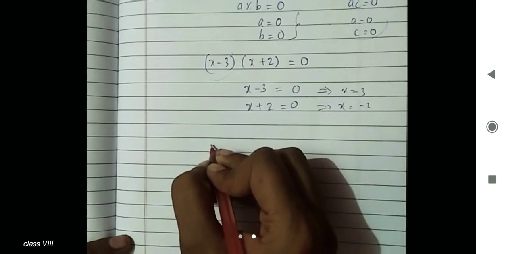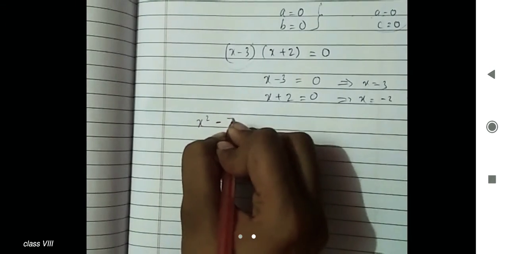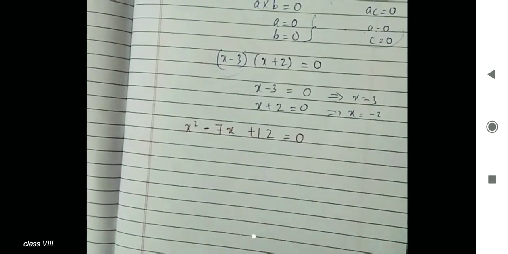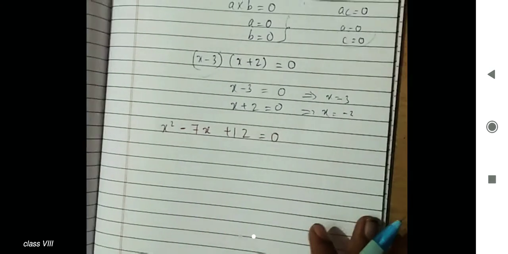Let me take a very simple quadratic equation so that it will be easy for you to understand the solution, the roots of the equation. So here I'm taking this example: x square minus 7x plus 12 is equal to 0. This is your quadratic equation. Now, students, please pay more attention here to how to solve by the factorization method.